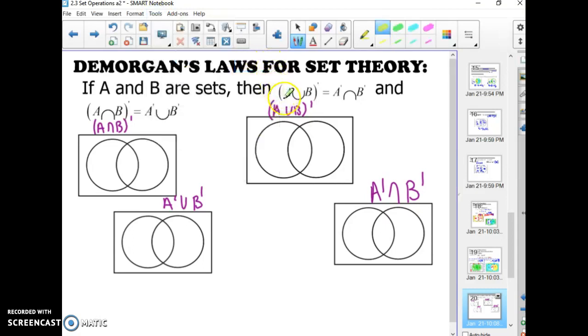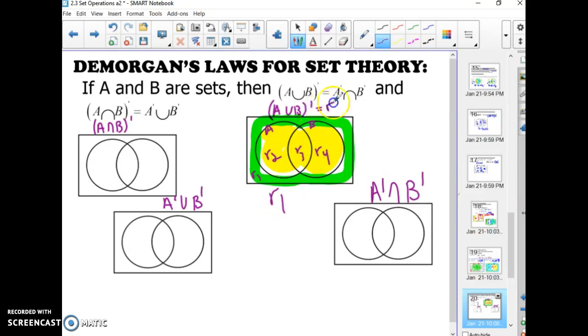Here we are. So this is A union B, which is everything on the inside. So the complement has to be everything on the outside, which we've already discussed, right? So this is A, this is B. We got region 1, region 2, region 3, and region 4. So I know that this one is equal to region 1.